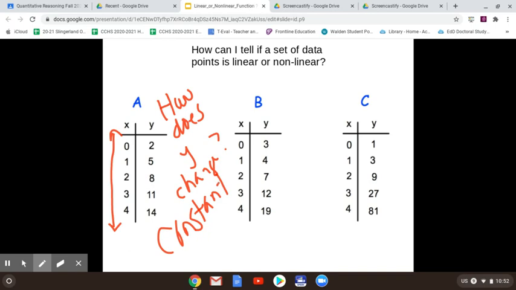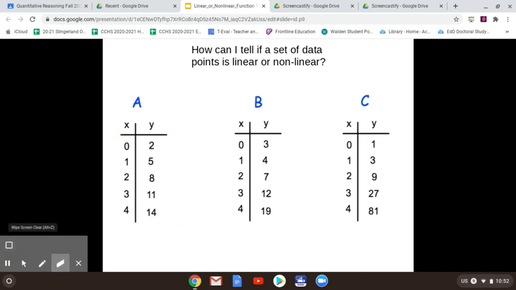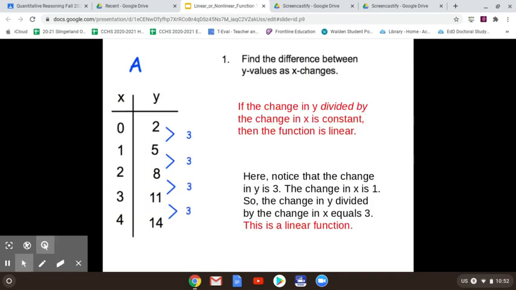There still is going to be a pattern because it's a function, but if it's not a constant rate of change, then it's not a linear function. Okay, so if I look at table A, and I look at the pattern that's going on, it's always increasing by 3. That is a constant rate of change. Because the rate is constant, this is a linear function.